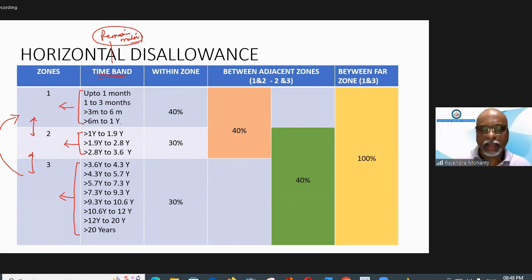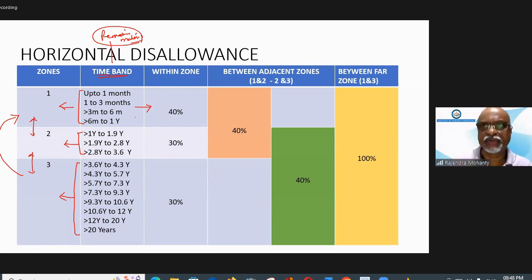Okay, so according to that, if the netting happens within the same zone, netting is done within this time band. Horizontal disallowance is applicable within the same zone, within a single zone. For zone 1, horizontal disallowance is 40%. If it is happening in zone 2, it will be 30%. If it is happening in zone 3 only, then it is 30%. That means the two things are under the same zone.